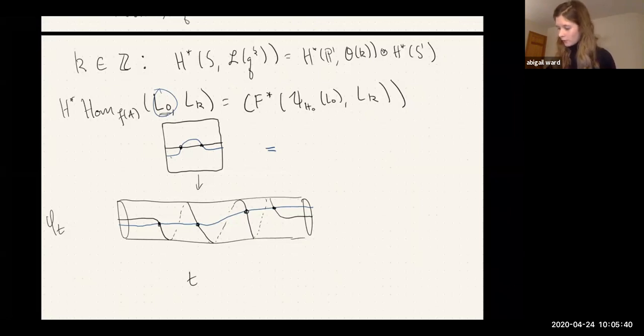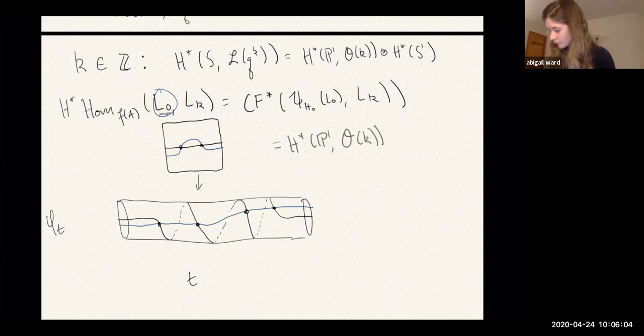So all in all, once you keep track of Maslov indexes and so on, you see that this Hom space is going to be equal to this sheaf cohomology group, H star of P1, O of K, tensored with the cohomology of S1. Okay, and all in all, pause for questions. Thank you.